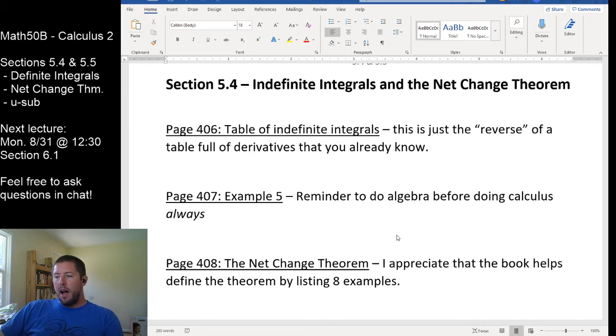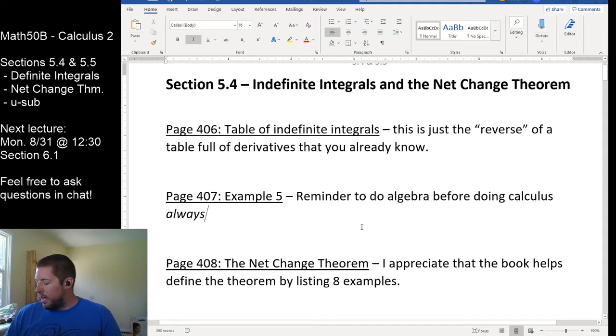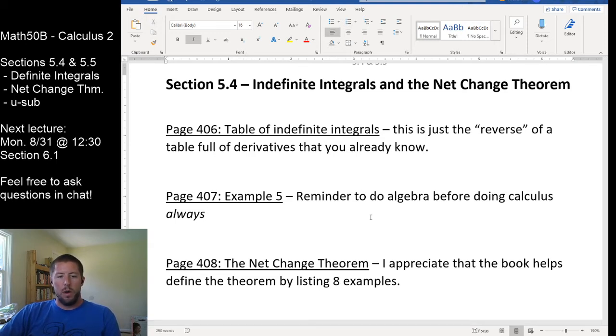Page 407, example five. This is just one thing I felt was worth pointing out. This is one of those ones that I see people get stuck on when they shouldn't. This is a good example from this section that is your reminder, so you should go read this example. The lesson to be learned from this example is remember, you should always be doing algebra before you do calculus when at all possible. Since calculus is harder than algebra, we always want to use algebra to simplify expressions as much as possible first, then do the calculus step. So that was just an important little thing to remind you of from that example.